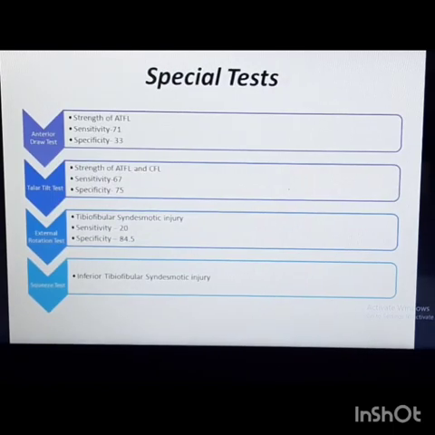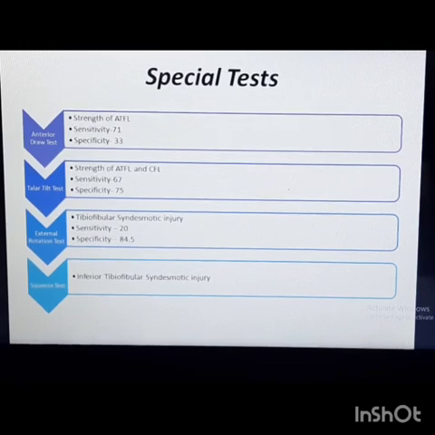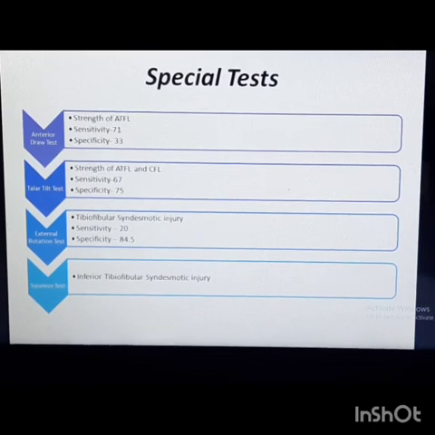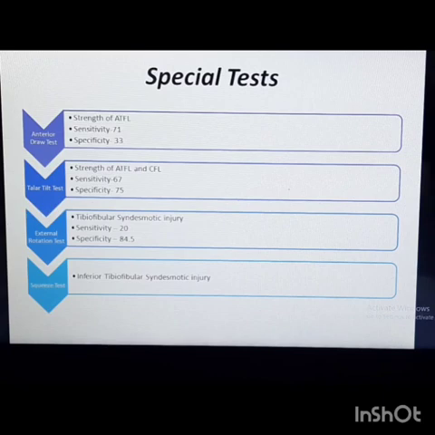Special tests. There are basically 4 special tests for the ankle joint. Number 1 is the anterior drawer test, which is sensitive to the ATFL and checks the strength of the ATFL. The talar tilt test is for both ATFL and CFL. The external rotation test is for tibiofibular syndesmotic injury: if you suspect the player has a syndesmotic injury, or an injury in the inferior tibiofibular joint, this test can be done. The squeeze test is again for the same inferior tibiofibular joint.